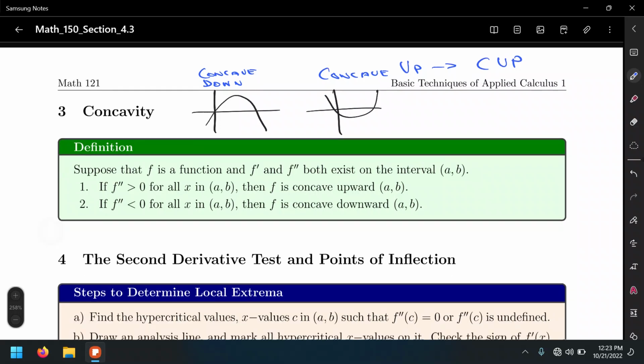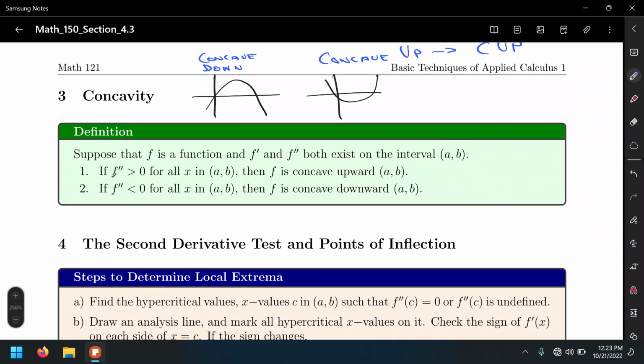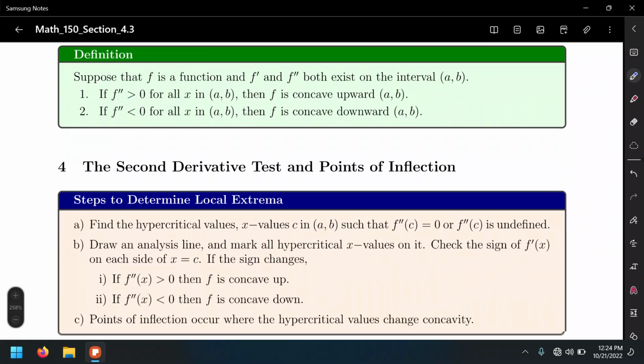What's the criteria for concavity? If the second derivative is positive, then concave up. If the second derivative is negative, then concave down. Just like in a similar way that for increasing and decreasing, positive slope means increasing and negative slope means decreasing. Positive second derivative, concave up; negative second derivative, concave down. Let's discuss the second derivative test and how we determine points of inflection.